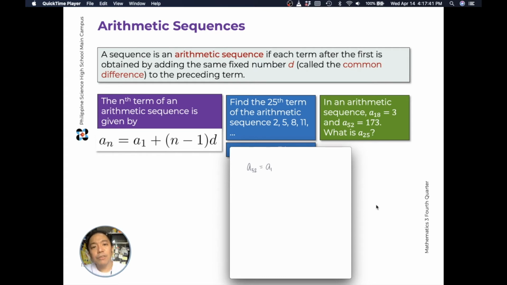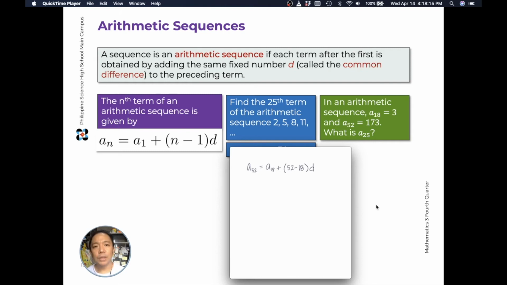Kasi to get to the 52nd term from the 18th term, ilang beses ko i-add yung common difference natin? So, hindi na ako babalik sa first at mag-add 51 times. From 18 papuntang 52, I will just add the common difference 52 minus 18 times. So, this is also a valid formula. Hindi ko na kailangan hanapin yung first term, using the idea na nag-add lang tayo ng common difference paulit-ulit to get to the succeeding terms, and then we'll just add the common difference 52 minus 18 times.